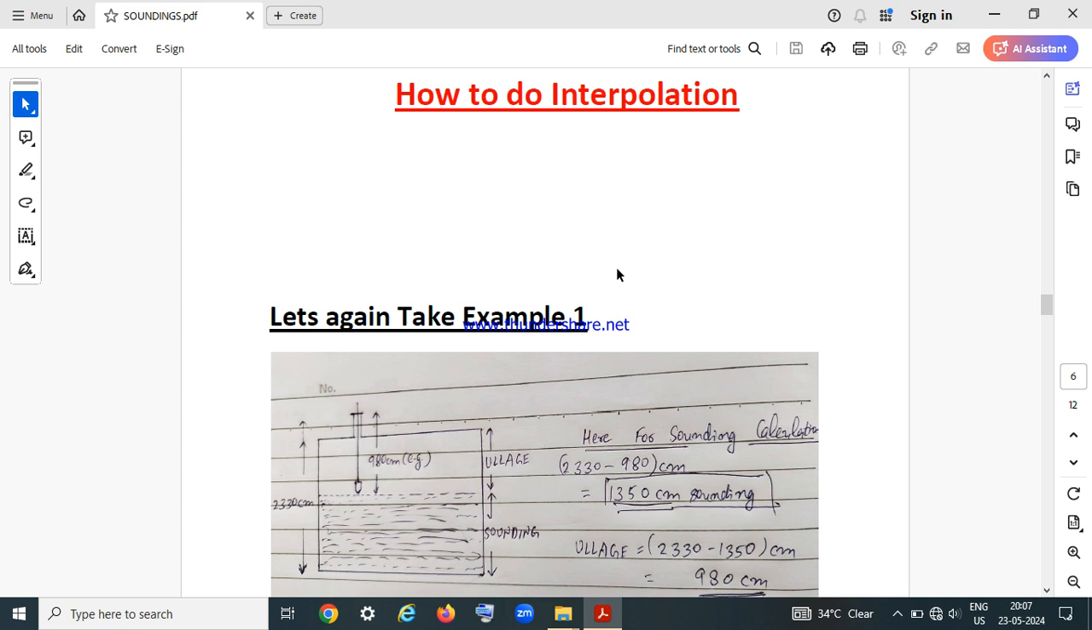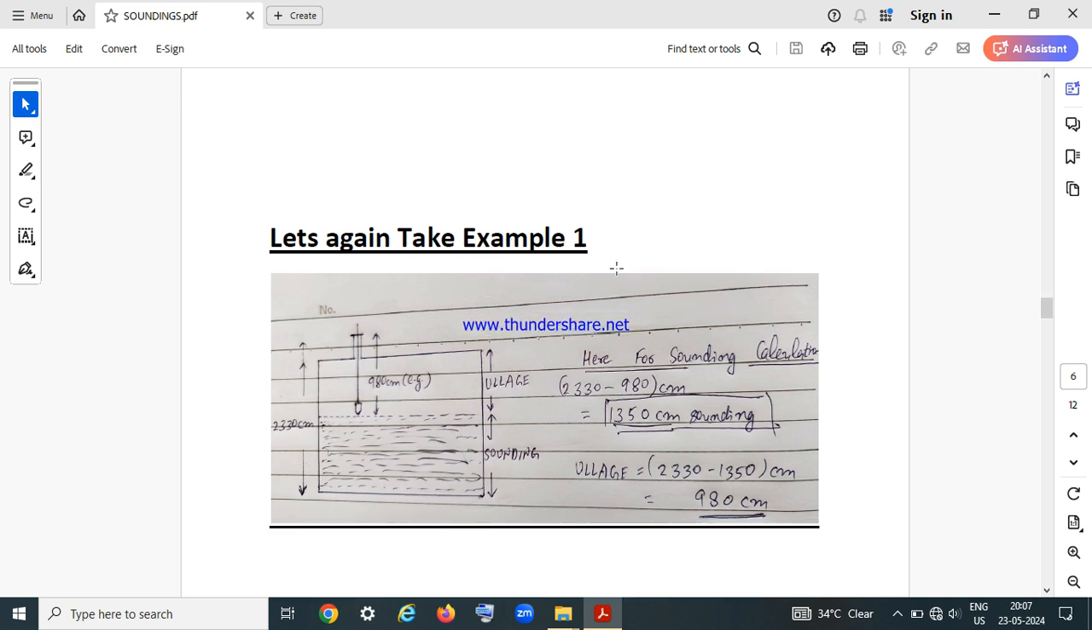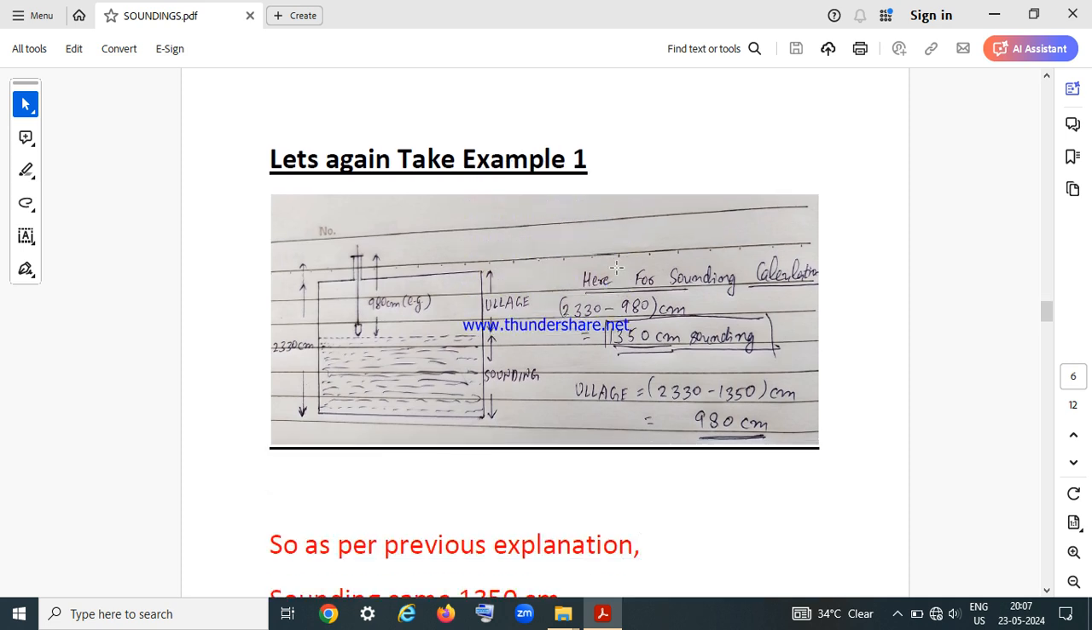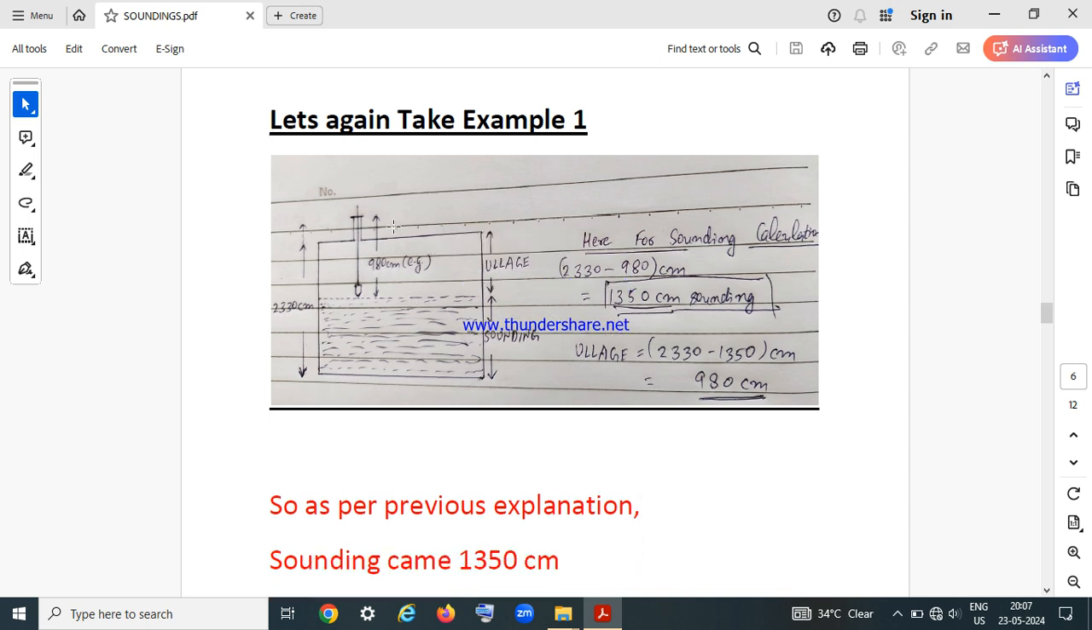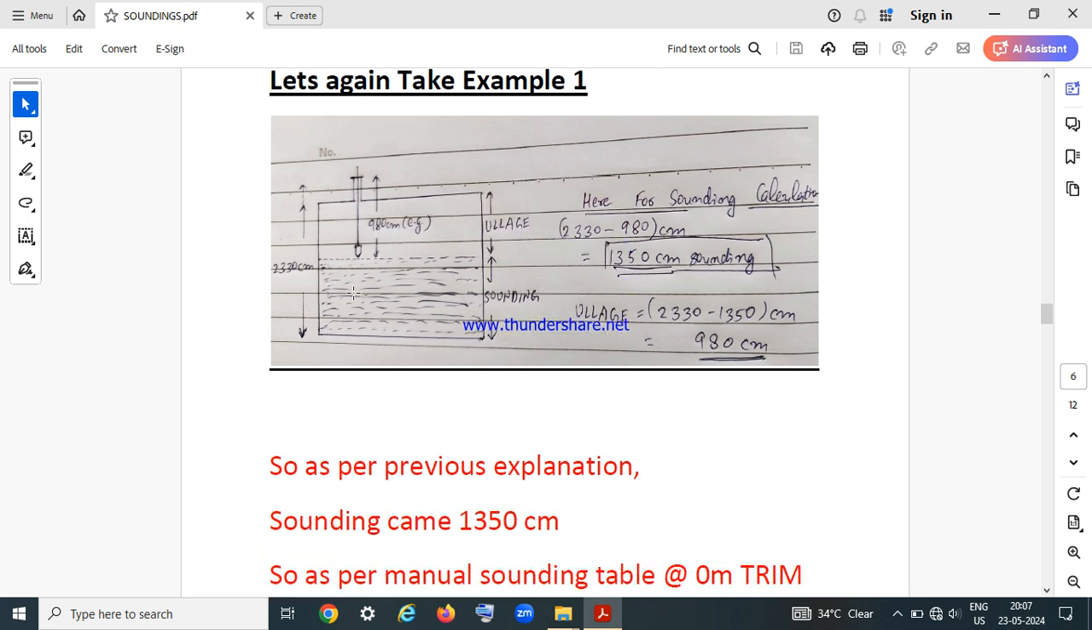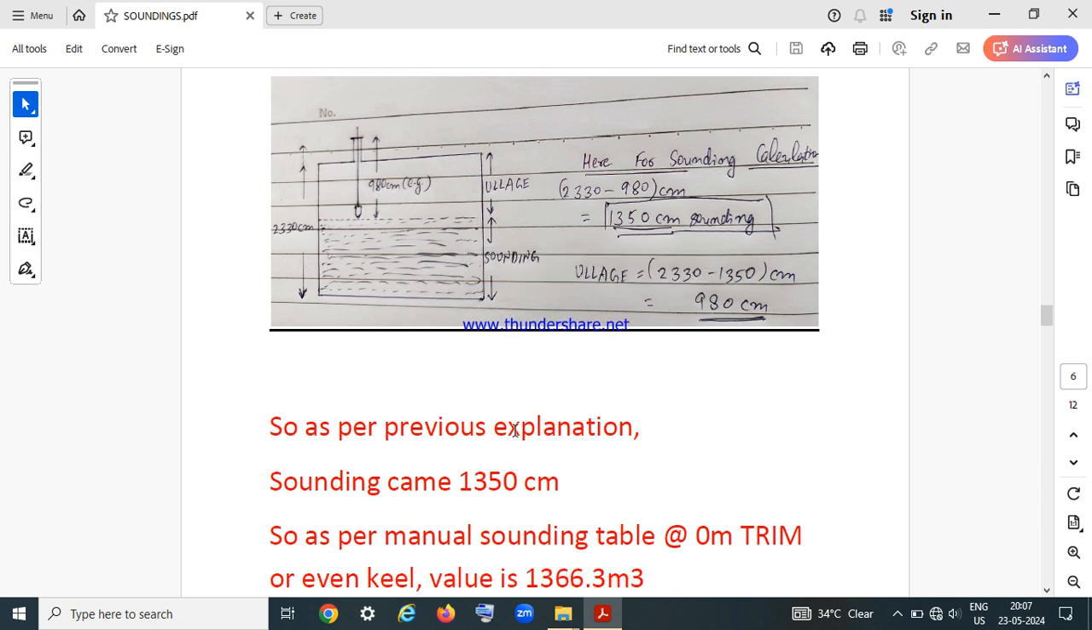This is a simple method also, you only have to give a little bit of focus. So we will take the first example again, same thing, same tank, 2330 980. So the sounding we have here is 1350 centimeter. If you have some doubt how to calculate the sounding, then you can press the previous video, because I have explained it already.